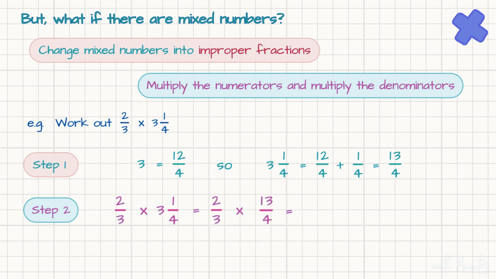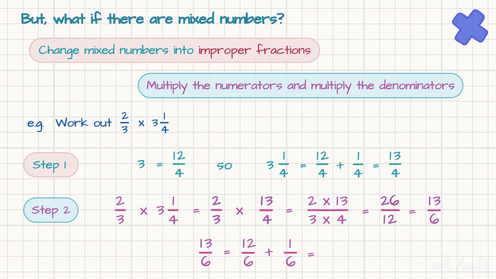We multiply the numerators. 2 times 13 equals 26, and the denominators 3 times 4 equals 12. So 2/3 times 13/4 equals 26/12. Don't forget to simplify the fraction if needed. 26/12 simplifies to 13/6. We can also give our answer as a mixed number in its simplest form. 13/6 equals 12/6 plus 1/6, which equals 2 1/6.